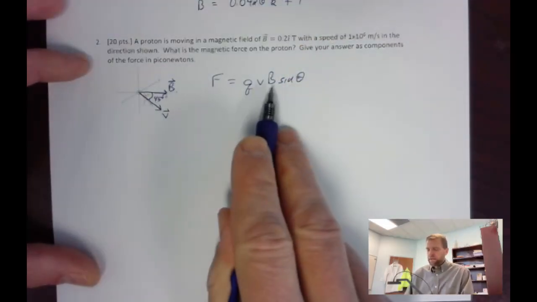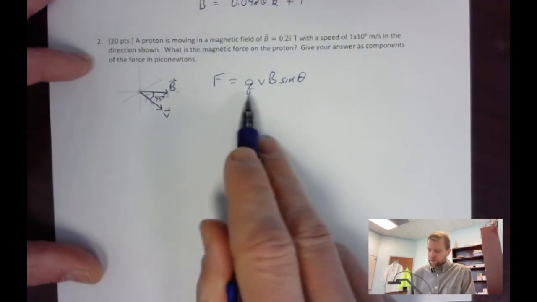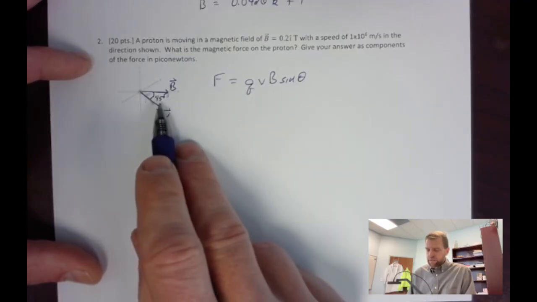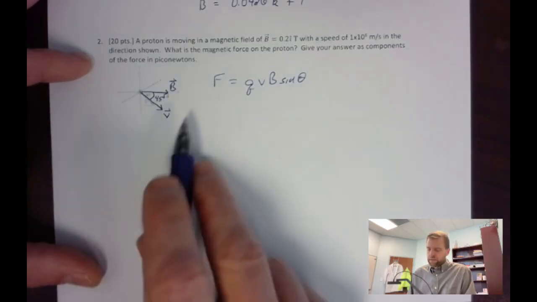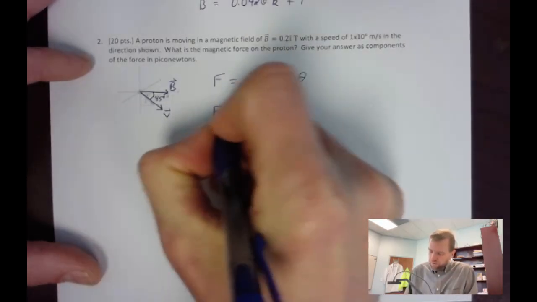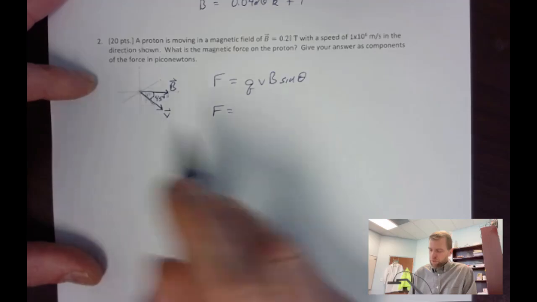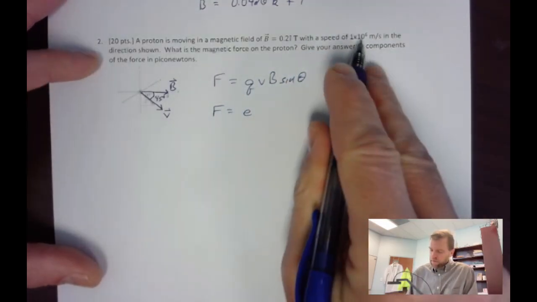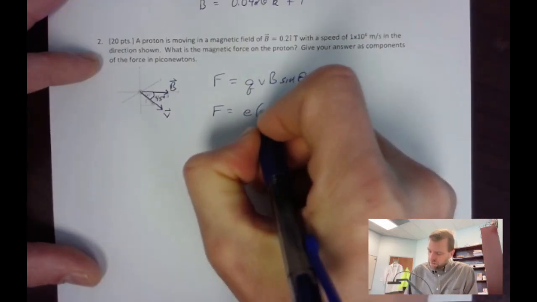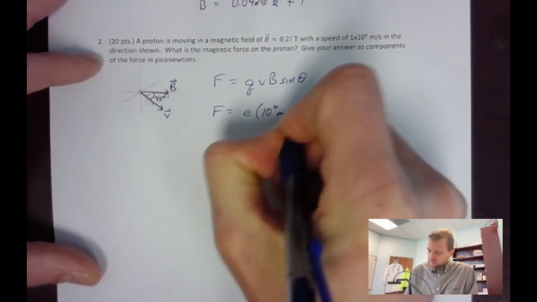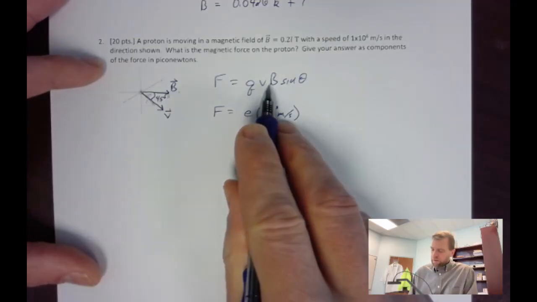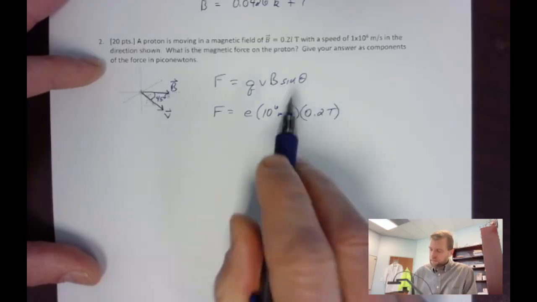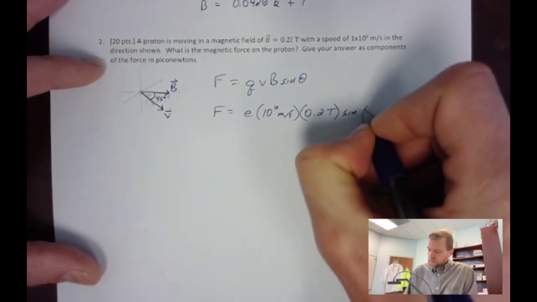It is QvB sine theta, where theta is the angle between the velocity vector and the B field vector, which in this case is 45 degrees. It is labeled in the problem statement. So the force acting on the proton is the charge of the proton, the elementary charge, times the speed of the proton, 10 to the 6 meters per second, times the magnitude of the magnetic field, 0.2 Tesla, times the sine of 45.